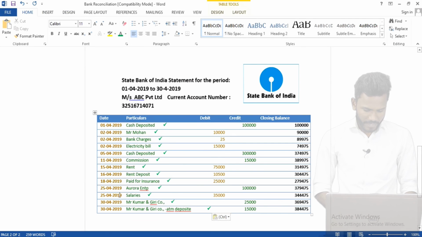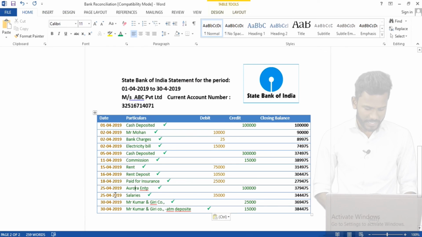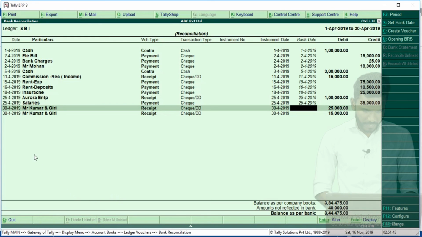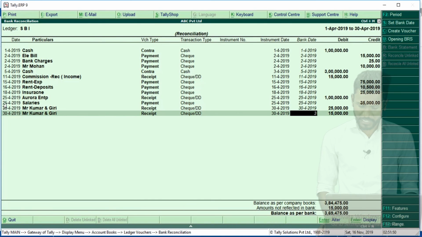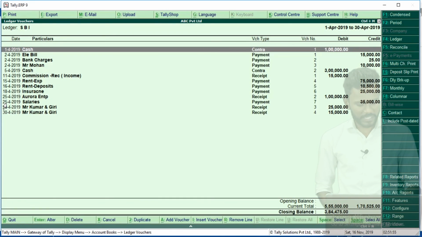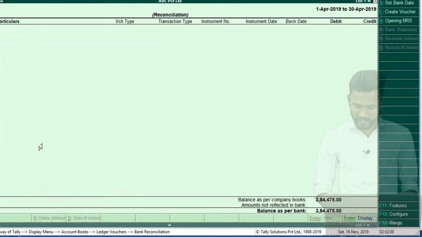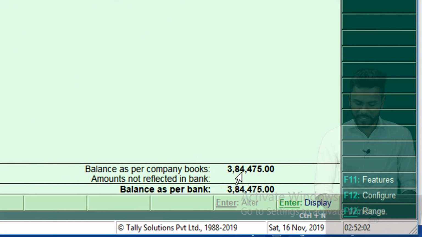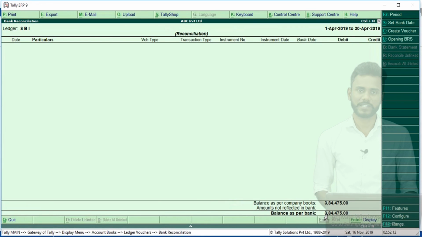Next, the salaries recorded on 25th April, just enter 25th April. Next, Mr. Kumar and Giri recorded on 30th, and the banker also recorded on 30th. Just enter the dates, 30th and 30th, and press enter. Now, once again, if you press F5, there will be no mismatches. Everything is matched. You may see the balance as per company books is 3,84,475, and the balance as per bank is also 3,84,475. So this is how simple bank reconciliation is.